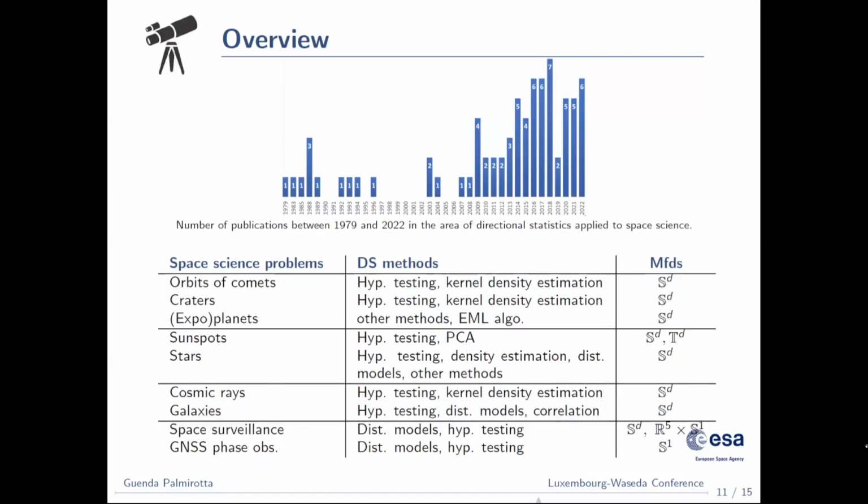It's also an overview of the kind of problems and the methods used, as well as the manifolds. You can really see for satellites application, it's more like distribution models. It depends on the problem. Sometimes also in hypothesis testing, like if there is a uniform distribution. So it's really giving an overview of different methods used for space science problems.